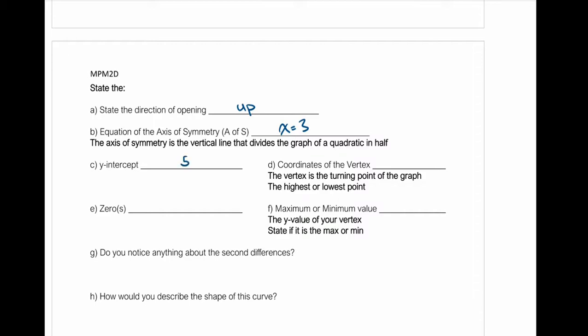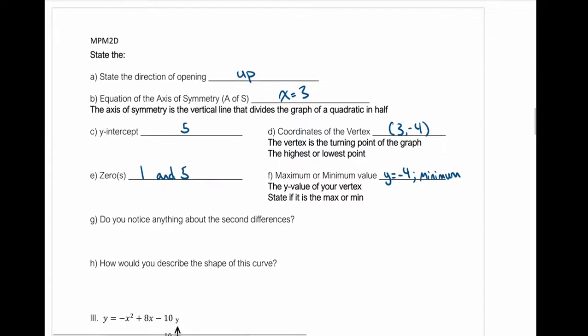The coordinates of the vertex were 3, -4. The zeros, in this case, we had 2 of them: 1 and 5. Those were the 2 x-intercepts. And our maximum or minimum, or our optimal value, was y equals -4, the y value of our vertex. In this case, it was a minimum, because the direction of opening was up, so we're always going to have a low value, or a minimum value.